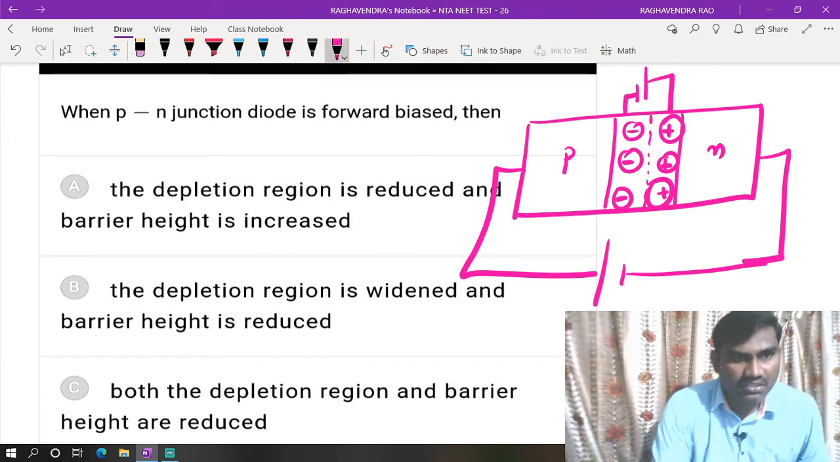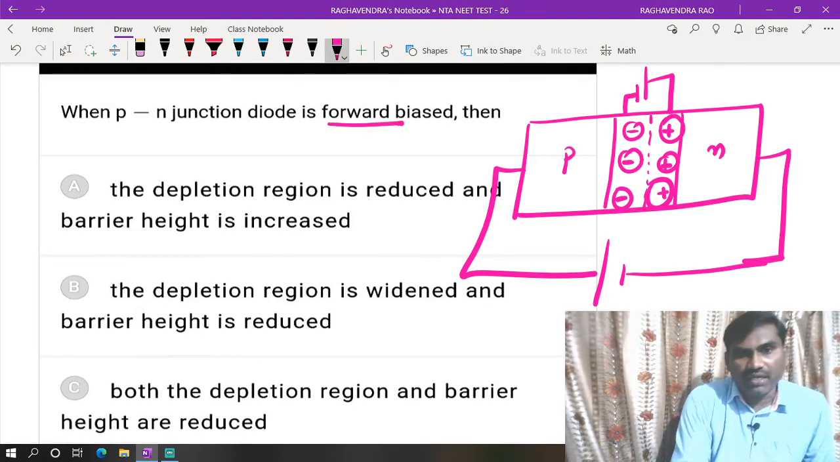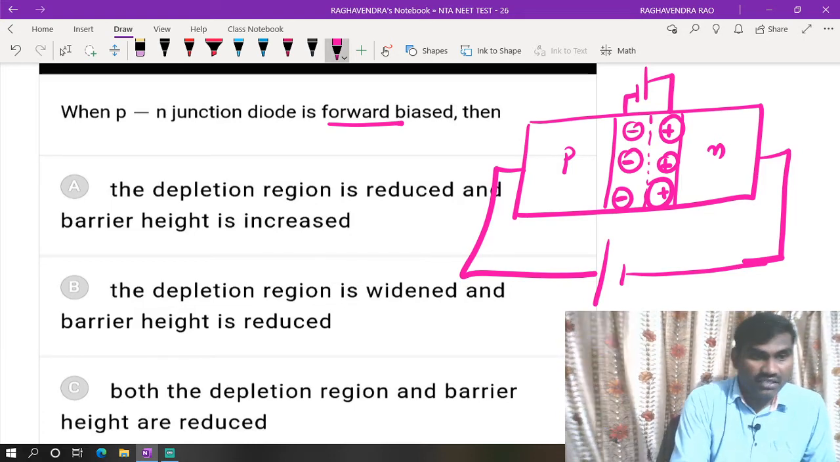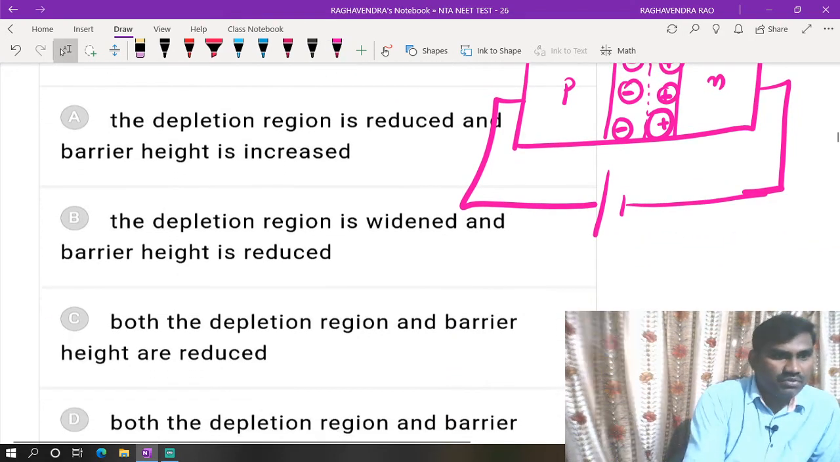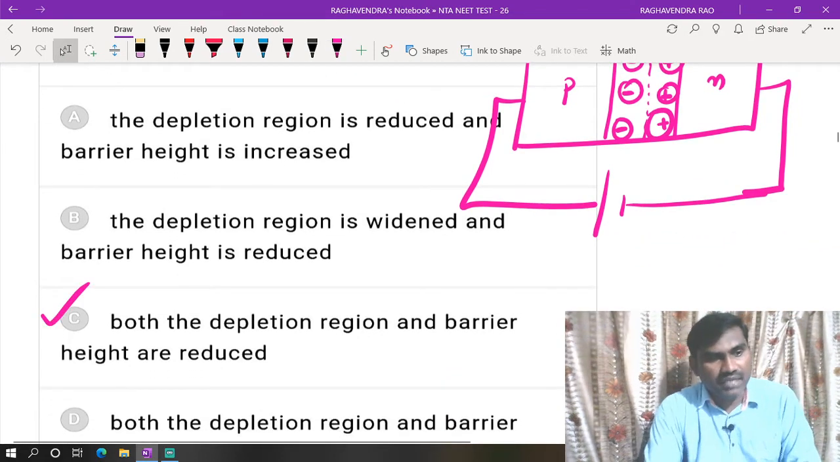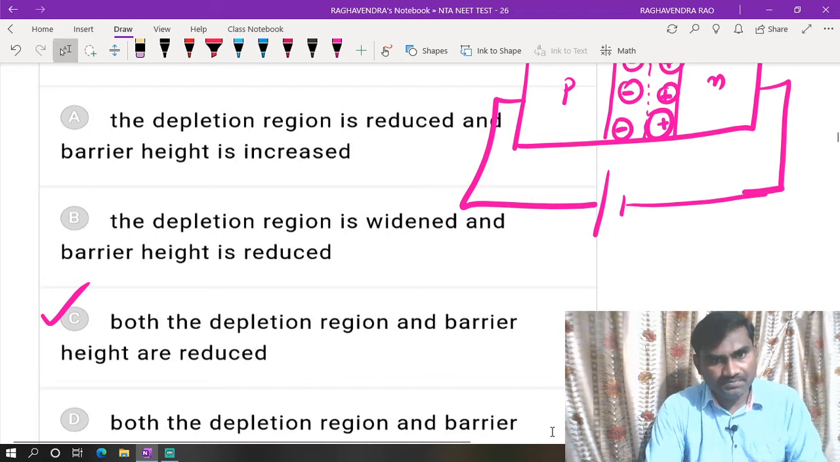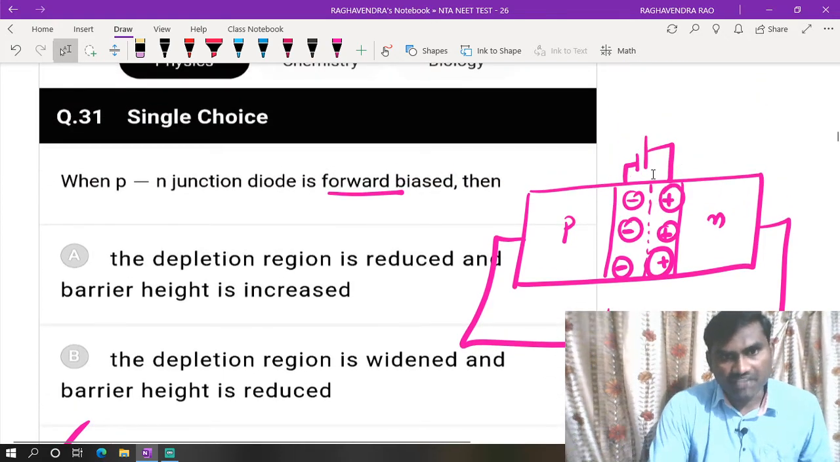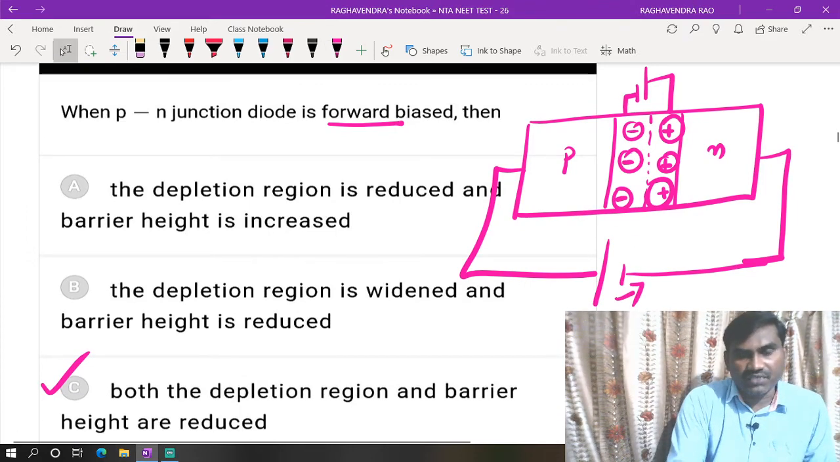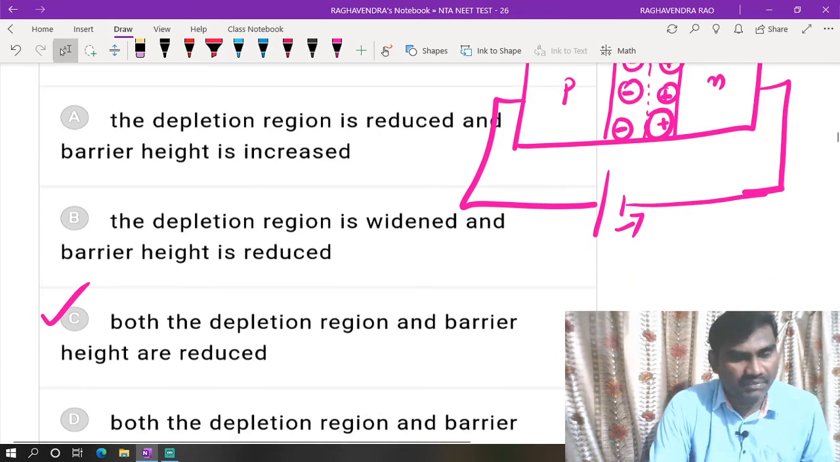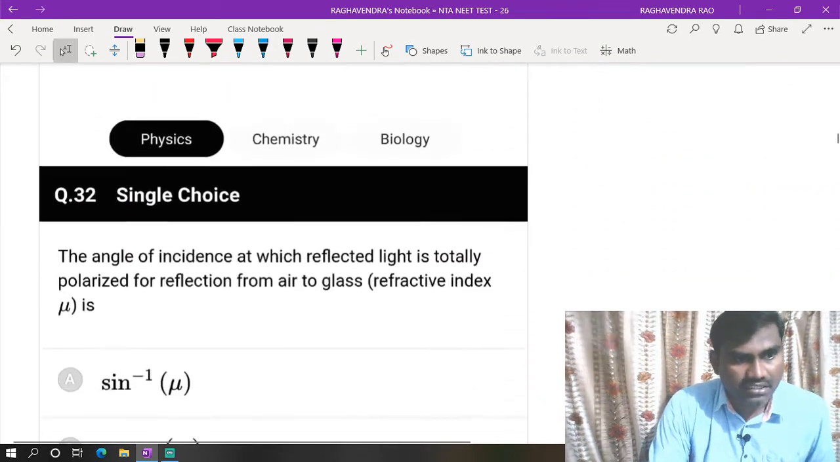So when this is in forward bias, what happens? The depletion region will reduce and the barrier height will also reduce. So that is option C. Barrier height is nothing but the potential barrier. The potential barrier and the external battery are in opposite directions. As we increase the supply, automatically this potential barrier will decrease. So both the depletion region and barrier height are reduced.